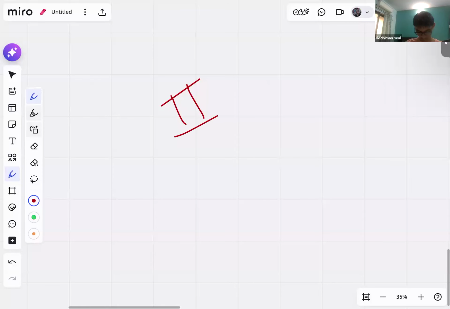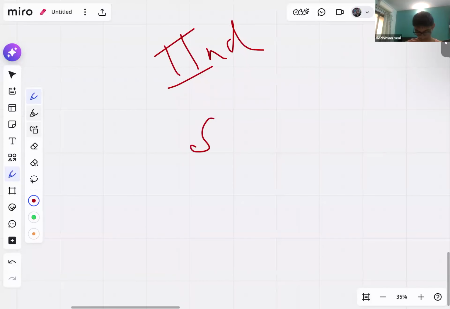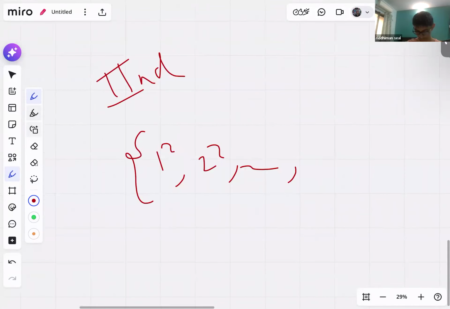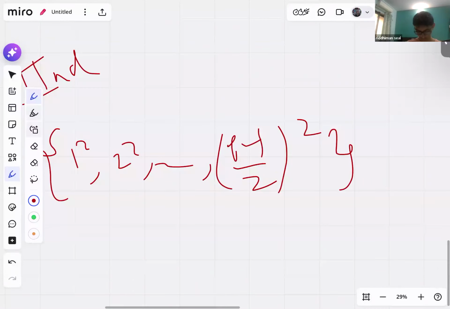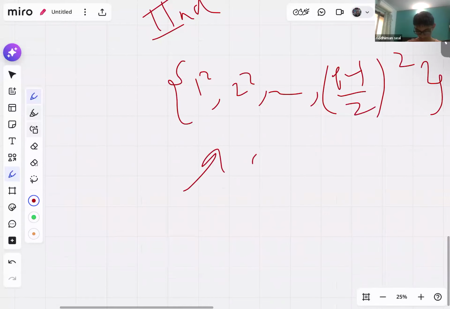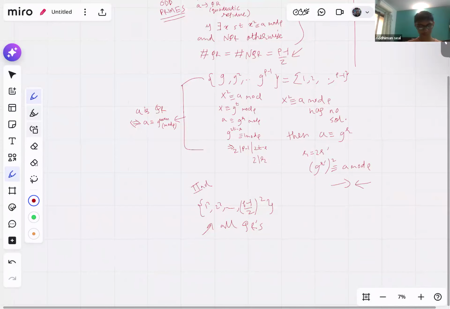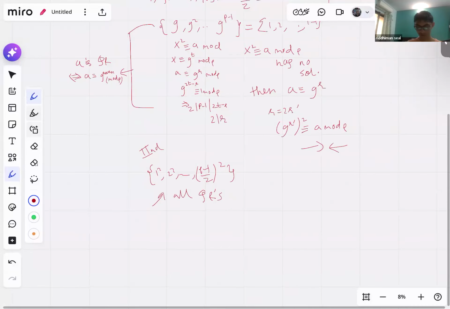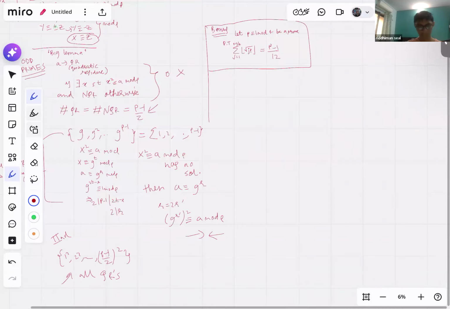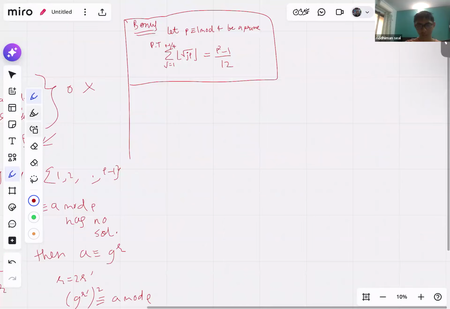The other proof is to take the set 1 squared, 2 squared, dot dot dot, (p minus 1)/2 the whole squared, and show that this is indeed all the QRs. If you understand the primitive root solution, you can complete this on your own. So you can try this after the class. I will not be going into it. Anyways, what's next?